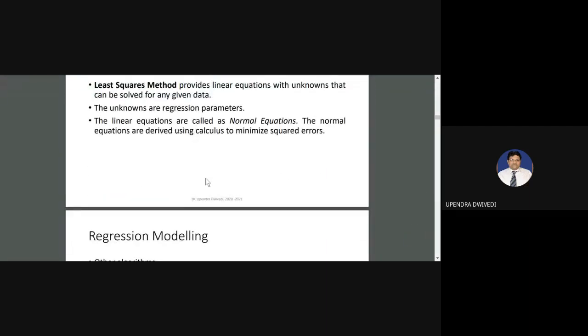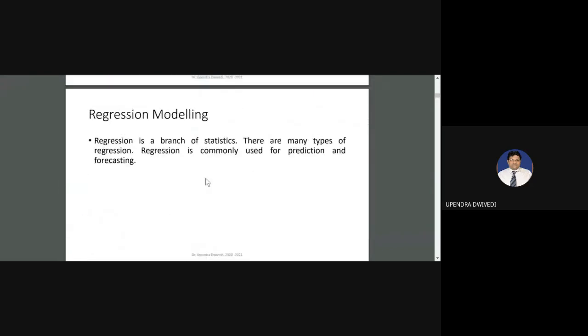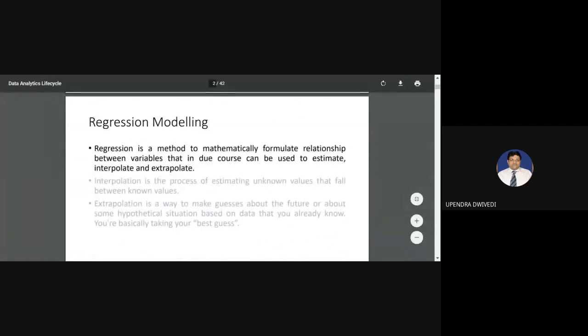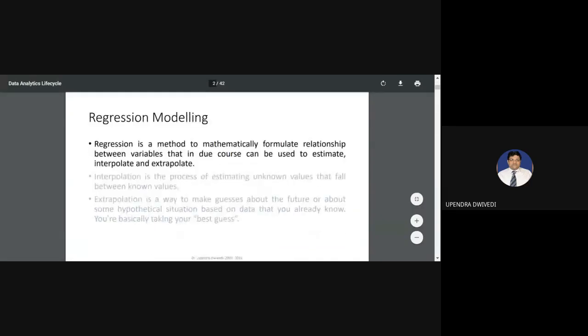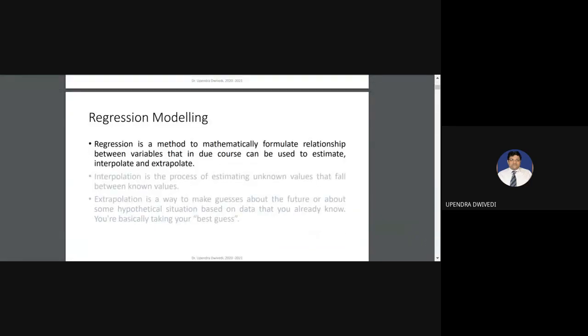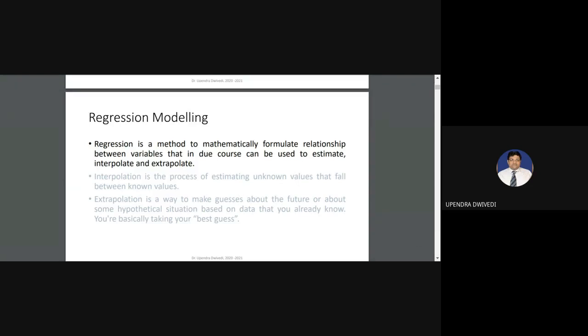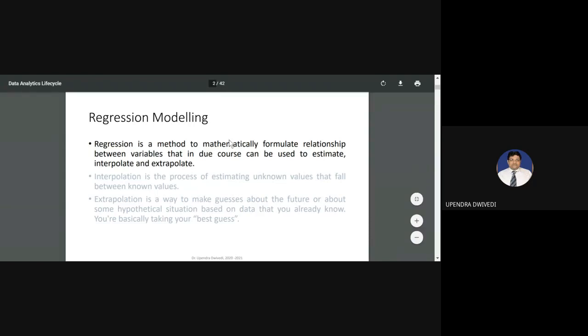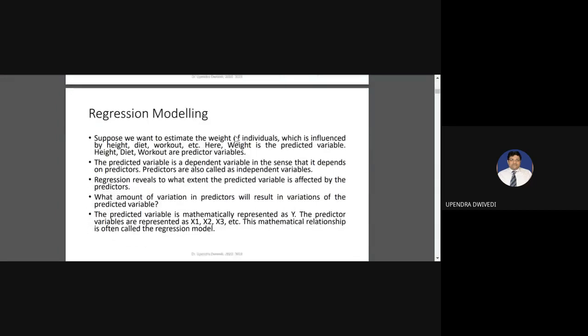So in the last session, we had discussed regression modeling. Let us go through a brief introduction of regression modeling. Basically, regression is a mathematical formulation derived between the variables. And why do we do regression modeling? So that we can provide some estimation, some prediction based on our data set.